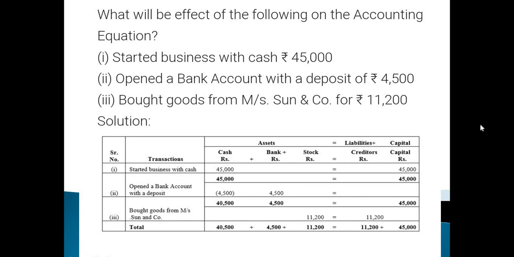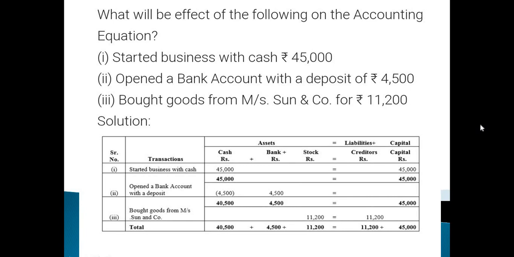So the cash which the business will have is now 40,500, and on the liabilities and capital side, capital will remain intact at 45,000. Now if you compare the asset side and the liabilities plus capital side, 40,500 plus 4,500 will be 45,000. So assets is equal to liabilities plus capital.